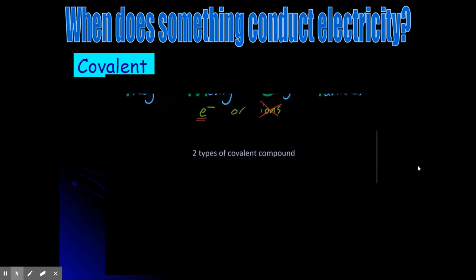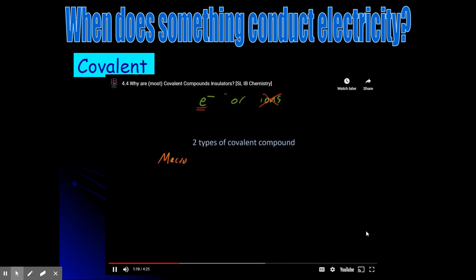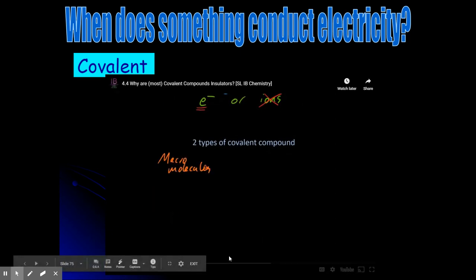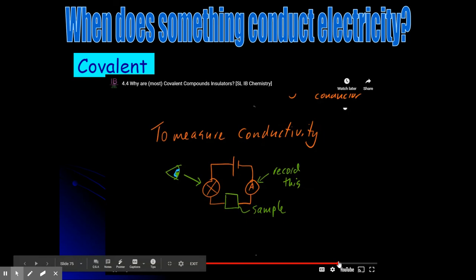So a recap: there are two types of covalent compound, the macromolecule. So we're not going to talk about the macro or the micro. I'm just going to go to the end, go back to the dude with the bathtub.